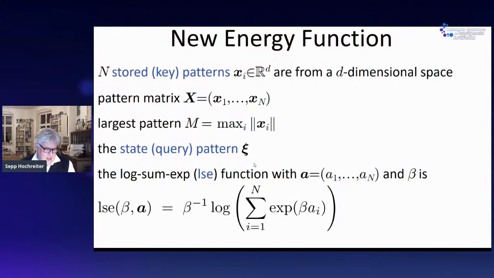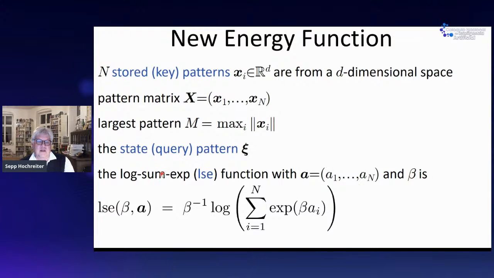Again, we have capital N patterns x_i, but now they are not binary. They are from R to the power of d. They are real numbers. So we can construct a pattern matrix where each of these patterns is a column. We need a constant which gives us the maximal Euclidean norm of the patterns. We still have the query pattern, but now this query pattern is a continuous vector. It's no longer a binary vector.